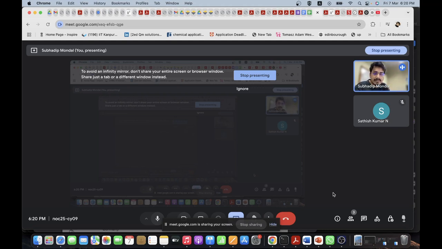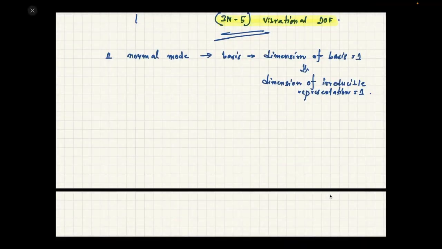Okay, so basically I was just going through some of the contents we have learned this week, like how to find the normal modes and how to find the irreducible representation corresponding to a particular normal mode. So now basically the transition, how to observe the transition between different normal modes and how to get this from the group theory perspective. Okay.